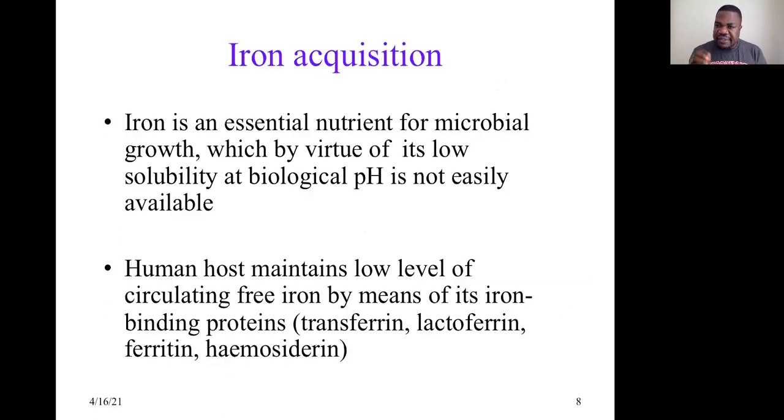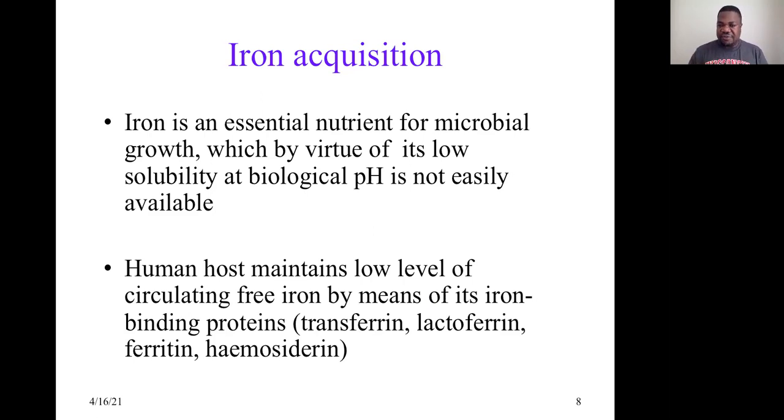Okay, so let's look at one thing: iron as a micronutrient, the impact of iron acquisition on bacterial growth and its clinical implication. We know that iron is an essential nutrient for microbial growth. Microbes also need iron for their own replication, and you as a human host also need iron. The microbes need iron, which, by virtue of its low solubility at biological pH, is not easily available.